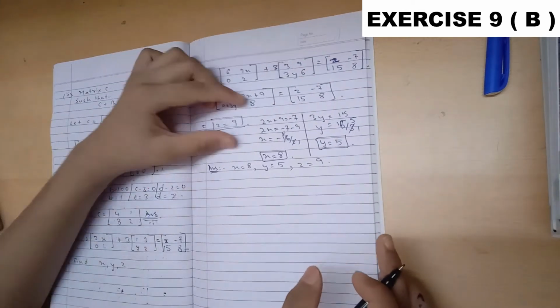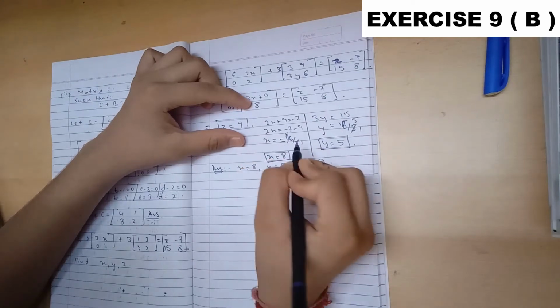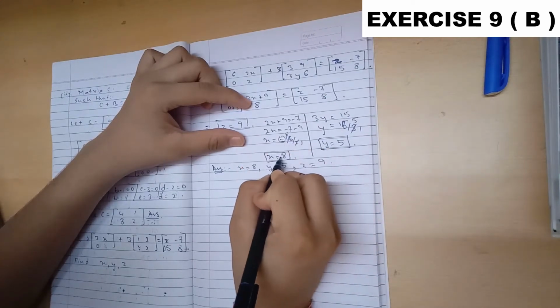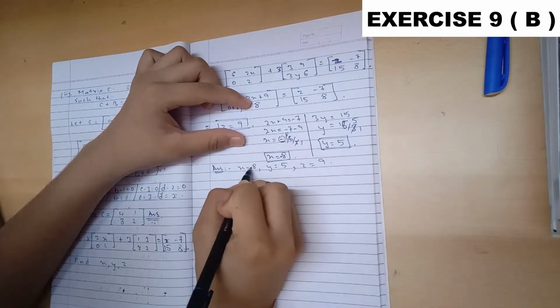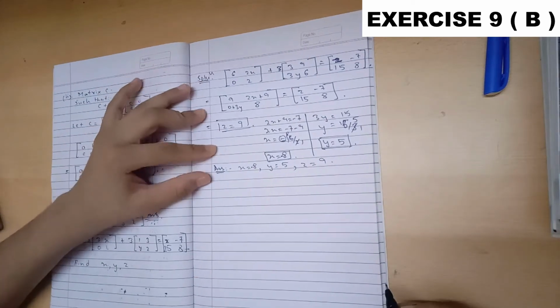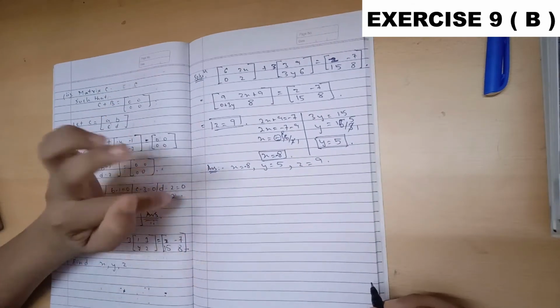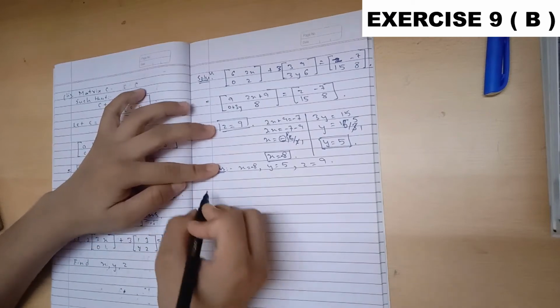Since we can see over here that there is a minus sign, I have made a mistake. It's not positive 8, it's minus 8. So let's begin with the next question, which is the 7th question.